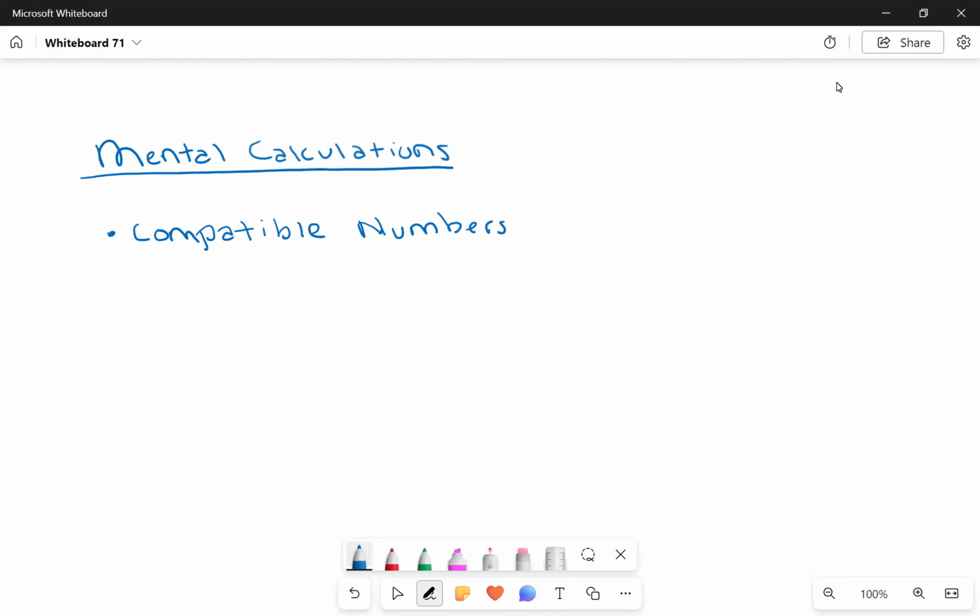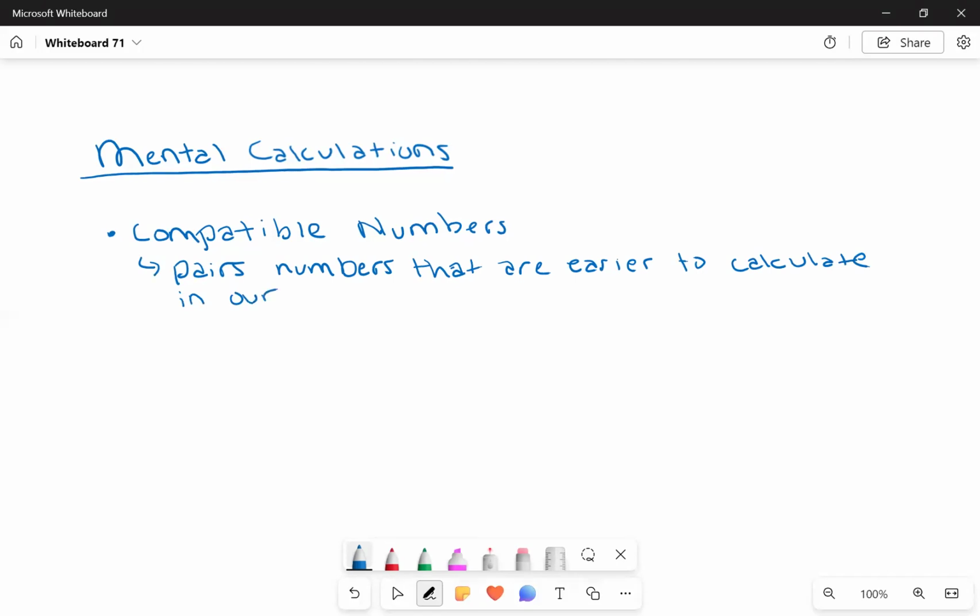All right, so the first strategy we're going to talk about is compatible numbers. Compatible numbers pairs numbers that are easy to add, or I should say easier to add, or to, let's say, calculate. It's not necessarily an addition. They're easier to calculate in our head. I would say this is probably the most natural of the techniques that I personally used when I was in school, without knowing that it actually had a name, compatible numbers.